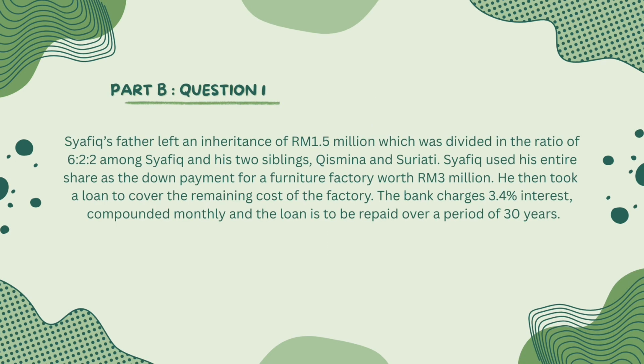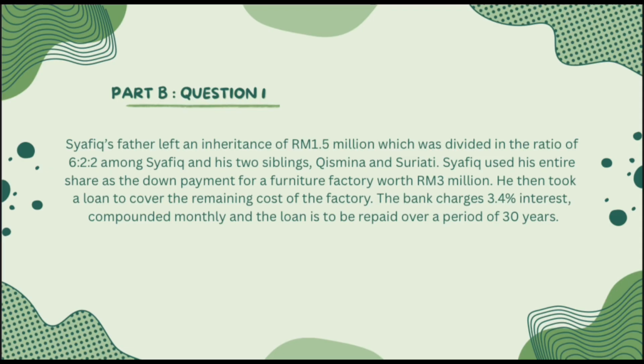Part B, question 1. This question is under the topic of annuity, so let's start. The question tells us that Shafiq's father left an inheritance of Rm 1.5 million, and it was divided among Shafiq and his 2 siblings using the ratio that has been given. Shafiq then used all of his inheritance as the down payment to buy a furniture factory worth Rm 3 million. Since the inheritance was not enough to cover the full price, he took a bank loan to cover the remaining amount. The loan has an interest rate of 3.4% compounded monthly, with a term of 30 years.